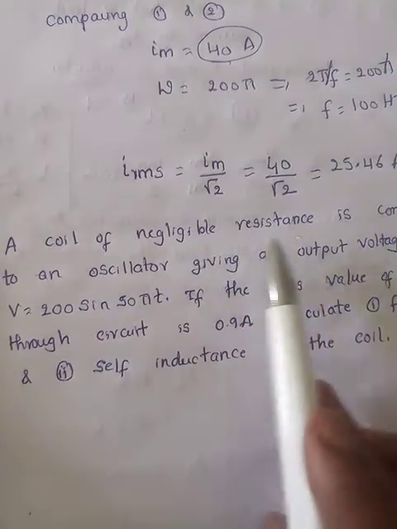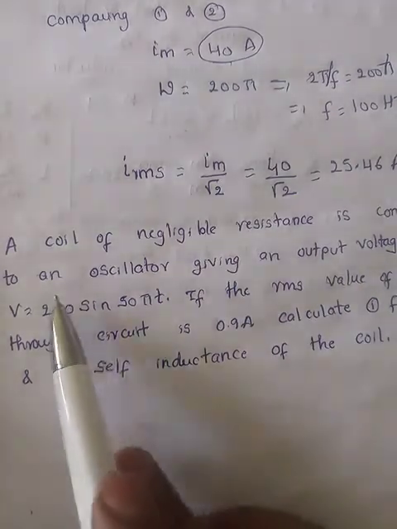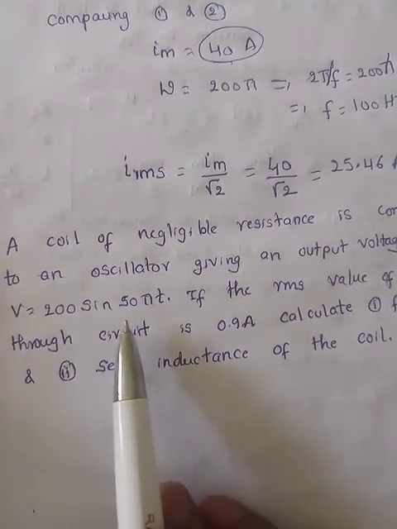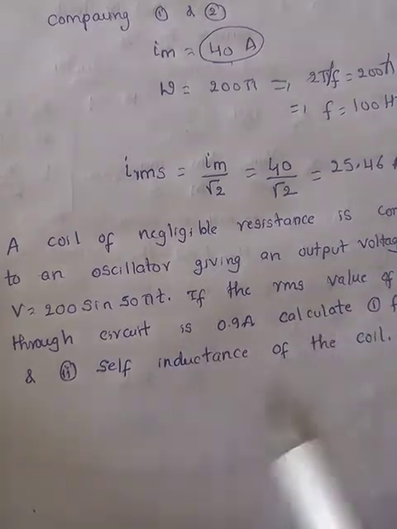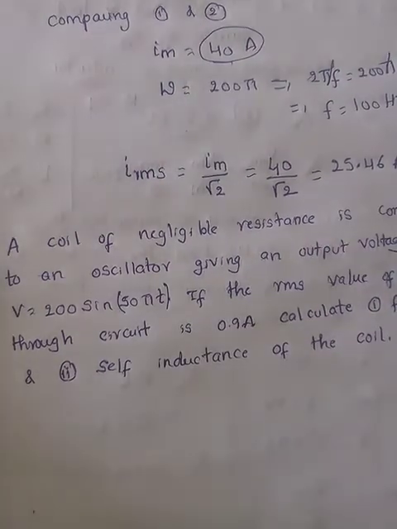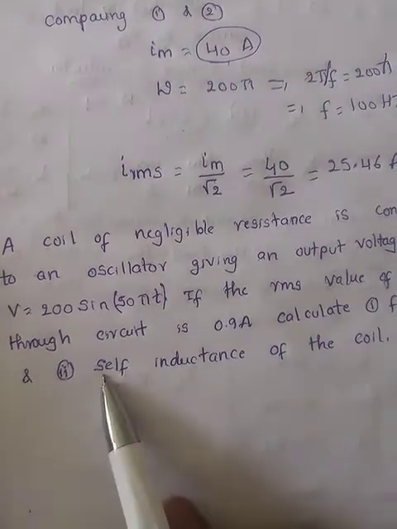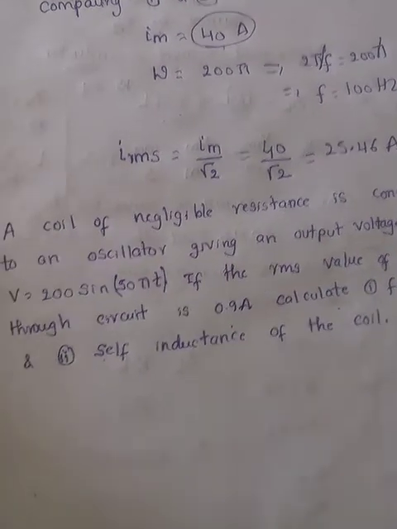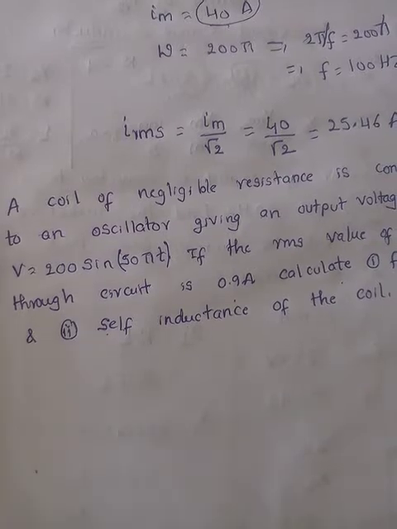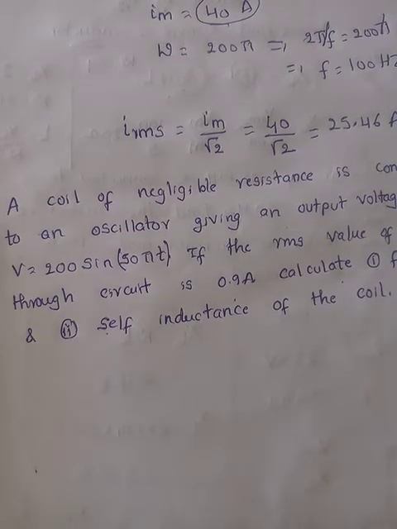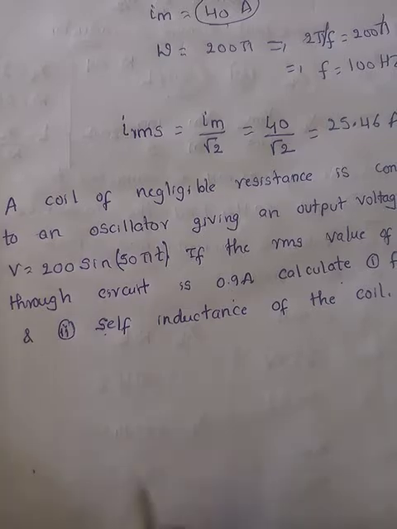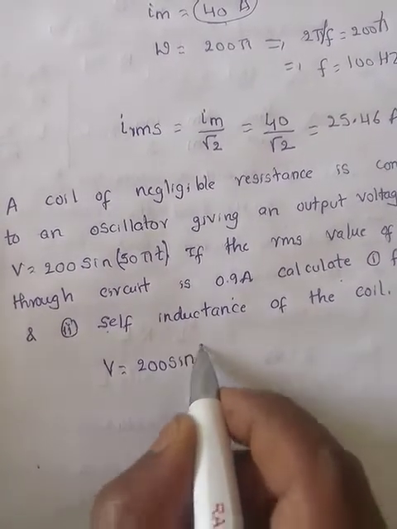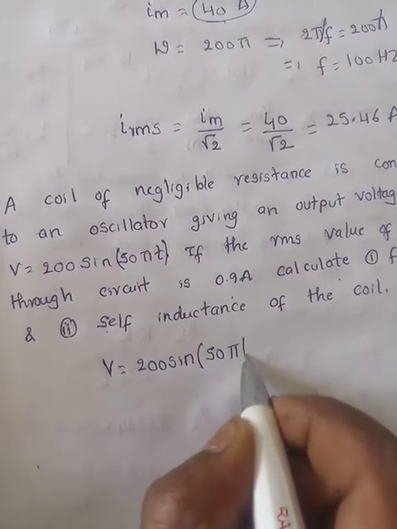A coil of negligible resistance is connected to an oscillator giving an output voltage V equal to 200 sine of 50 pi t. So this is omega t. If the RMS value of current through the circuit is 0.9 amperes, calculate frequency and self-inductance of the coil. So this is also a question based on AC applied to an inductor. The given equation is V is equal to 200 sine of 50 pi t.